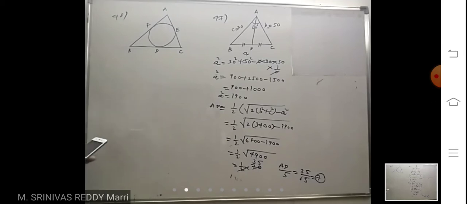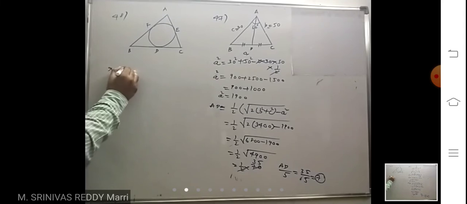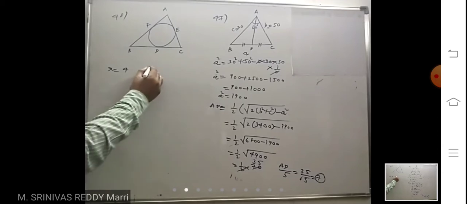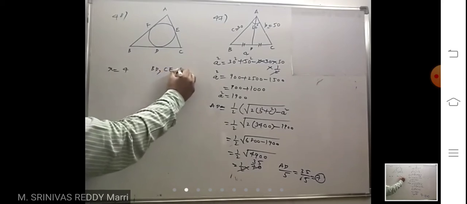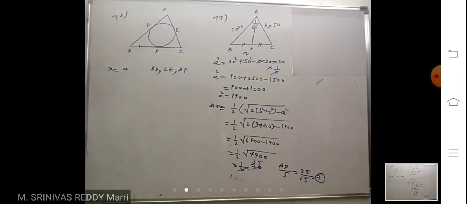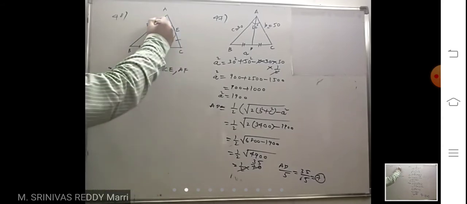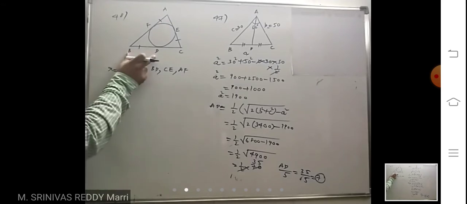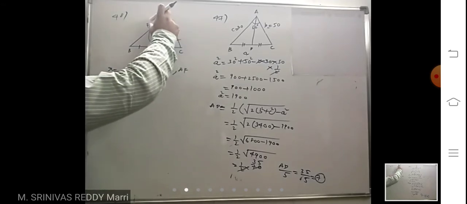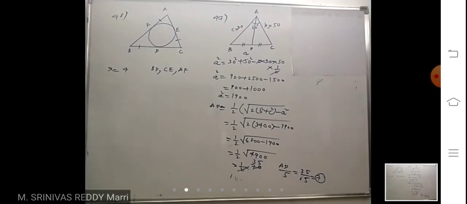So look at here. If the radius of the incircle is given as 4 units, that means small r equals 4 units. BD, CE, AF: that means BD is this, CE is this, AF is this. So they are given as consecutive natural numbers. This BD length, this CE length, this AF length are consecutive natural numbers.